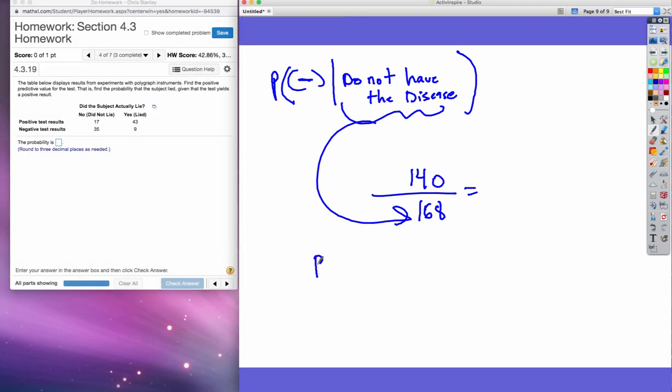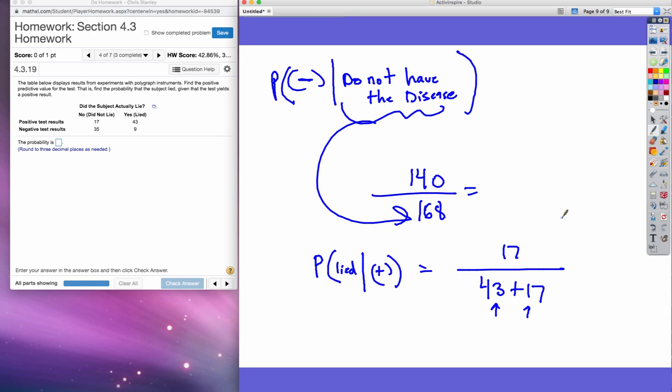Okay, let's do this next one. What's the probability that the subject lied given the test yielded a positive result? So what we have to do is find out how many were positive results. This would be 43 plus 17 were positives. And out of these two groups, that were added together, how many were lies? That would be the 17. So I'm just doing this, and I got 0.283.